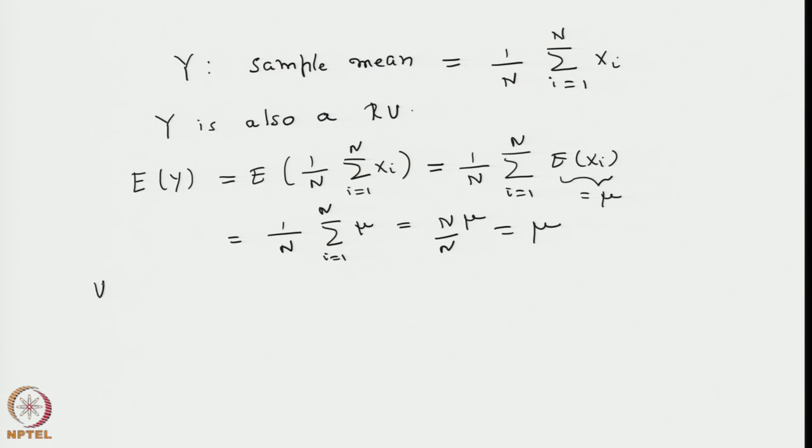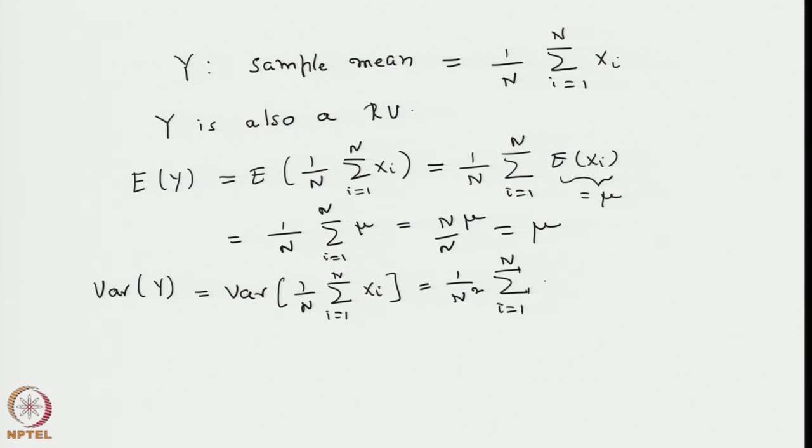Similarly, we can now estimate the variance of the sample mean around its mean. This by definition is the variance of 1 by n sigma xi, i equal to 1 to n. And for the variance of a constant, n is a constant fixed number, so the variance of n into something is always 1 by n squared, because variance is always a squaring and averaging process. And hence this will have 1 by n squared, i equal to 1 to n.